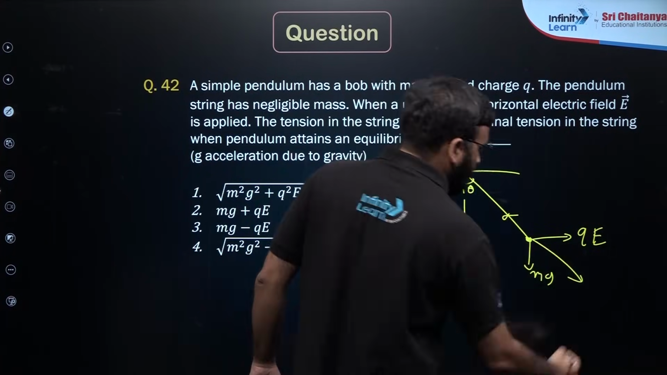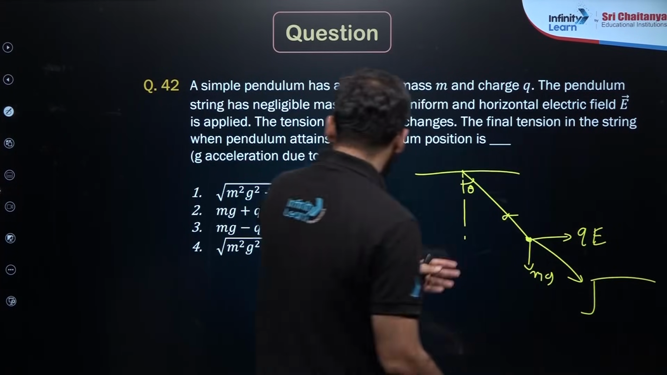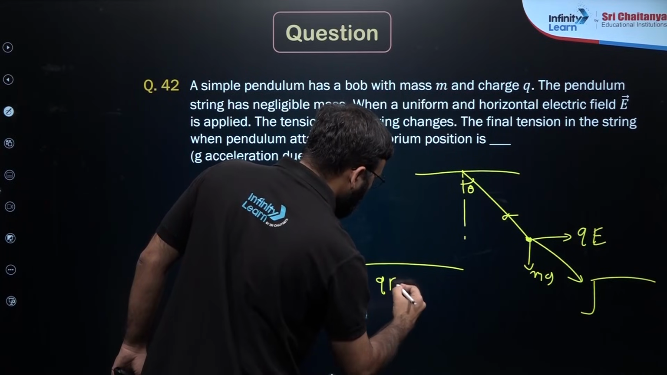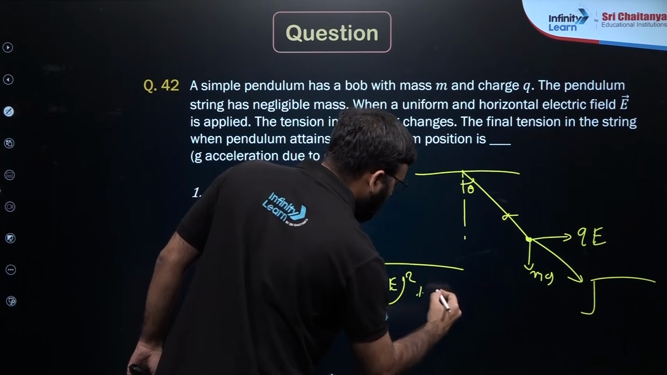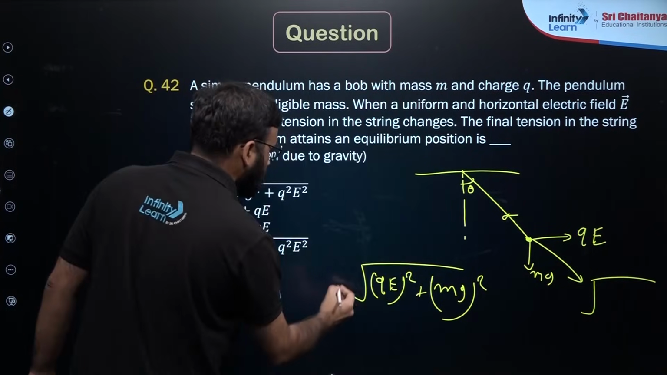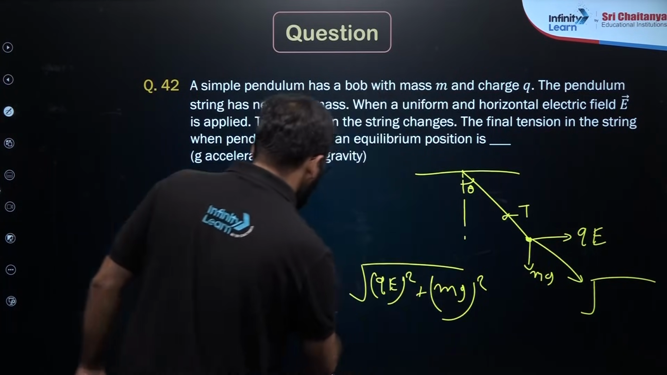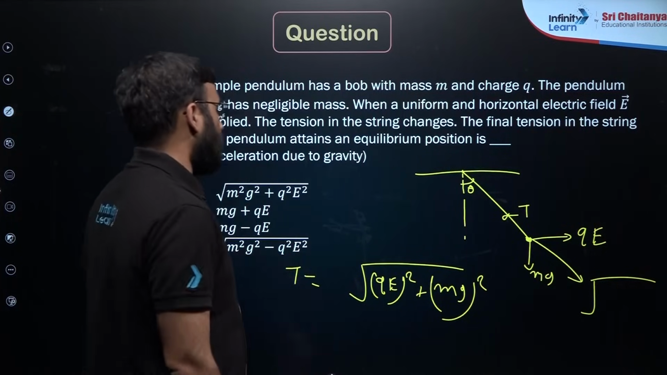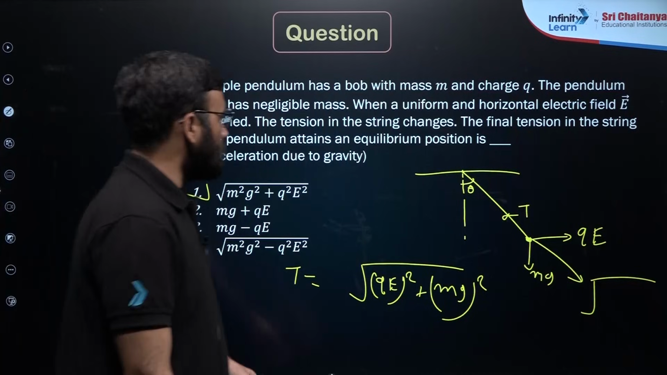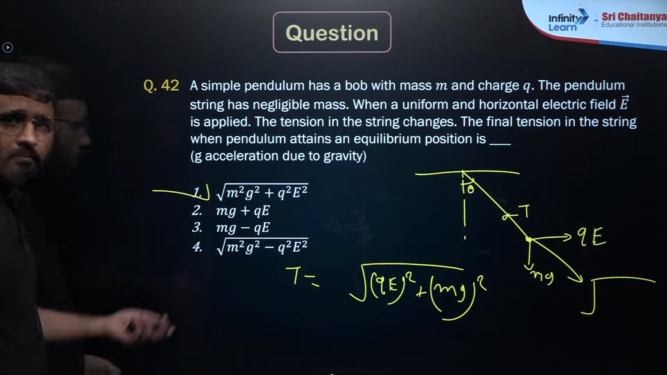Both are at 90 degrees, so the resultant is the square root of (QE) square plus (mg) square. This will equal my tension force. So T equals the square root of (QE)² plus (mg)², that is, m square g square plus q square E square. Option first is your answer. This is a direct question from our regular practice sessions.